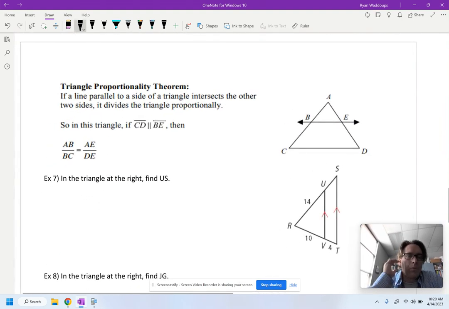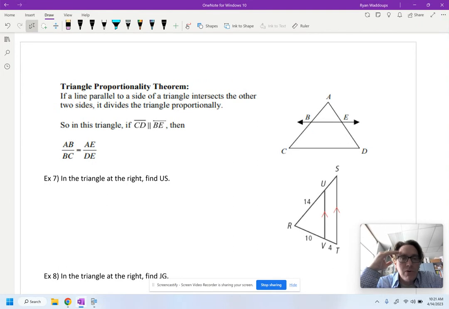All right. The triangle proportionality theorem. If a line parallel to a side of a triangle intersects the other two sides, it divides the triangle proportionally. So in this triangle, if segment CD is parallel to line BE, then you can say that AB is to BC as AE is to DE.